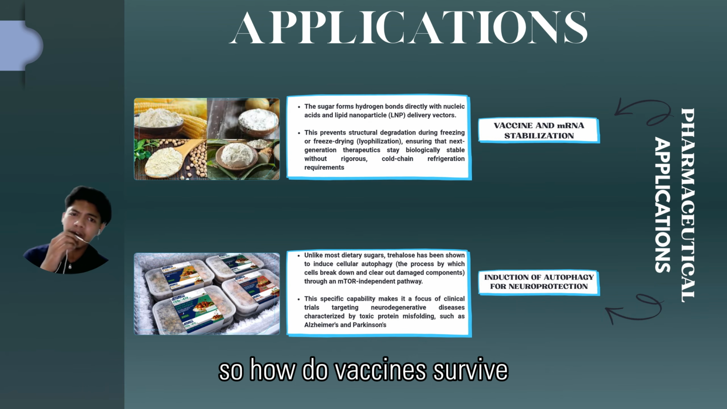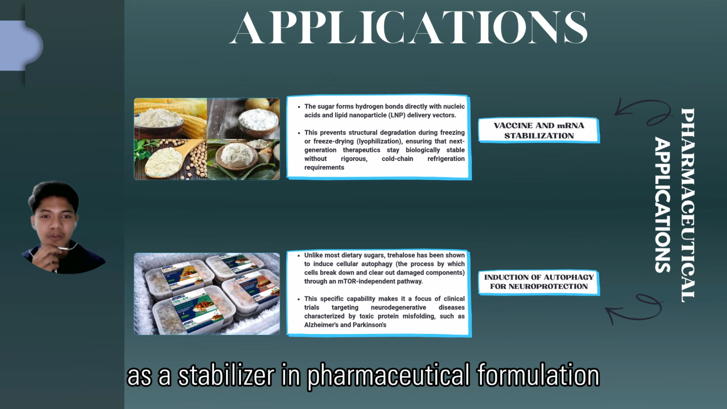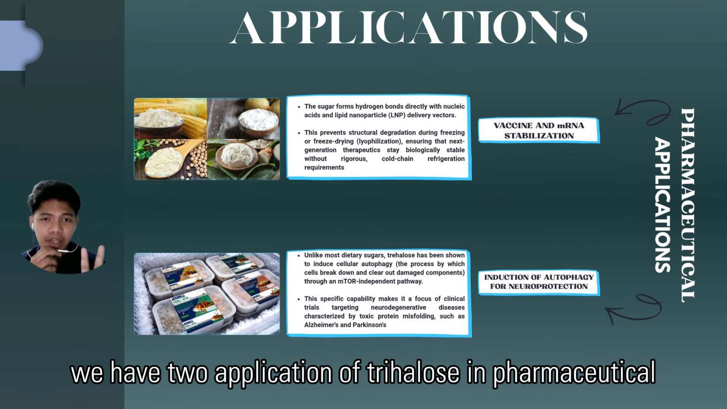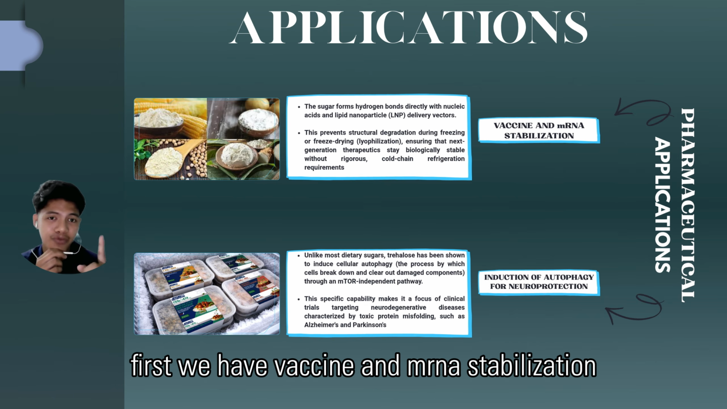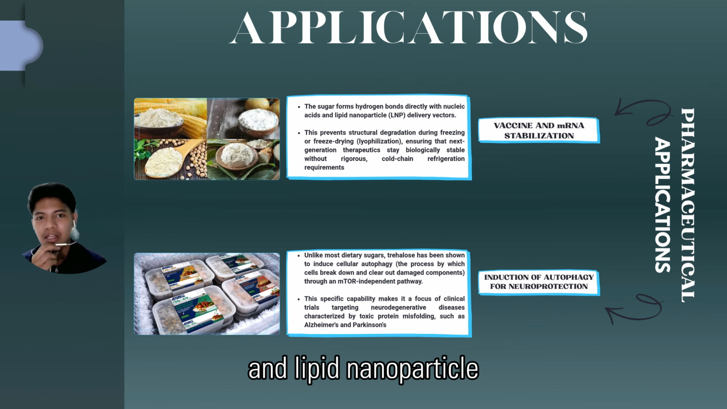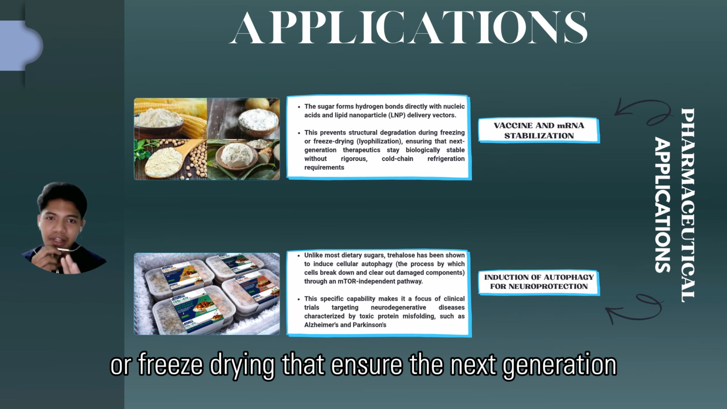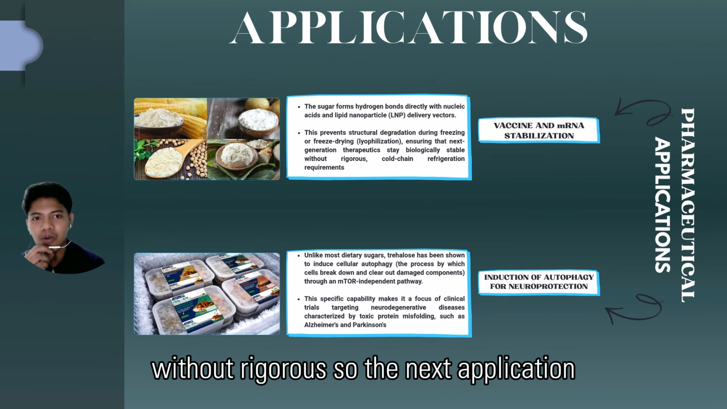So, how do vaccines survive a 48-hour trip across the country without refrigeration? That's where trehalose comes in as a stabilizer in pharmaceutical formulation. So, we have two applications of trehalose in pharmaceuticals. First, we have vaccine and mRNA stabilization. The sugar forms hydrogen bonds directly with nucleic acids and lipid nanoparticle delivery vectors. This prevents structural degradation during freezing or freeze drying. It ensures next-generation therapeutics stay biologically stable without refrigeration.